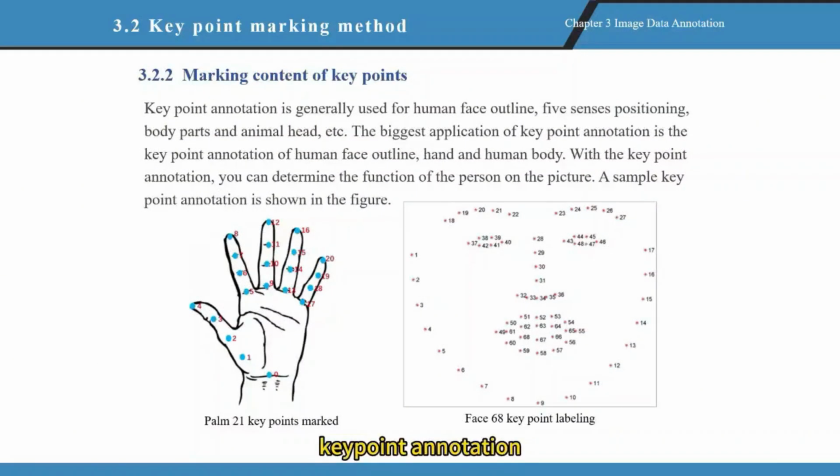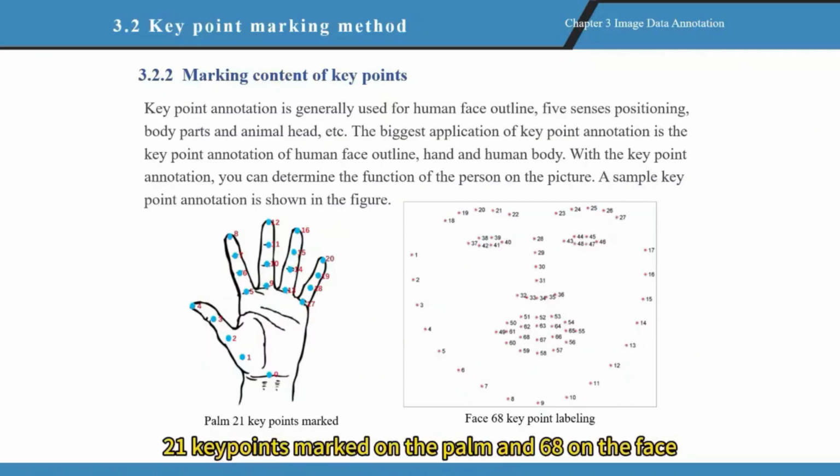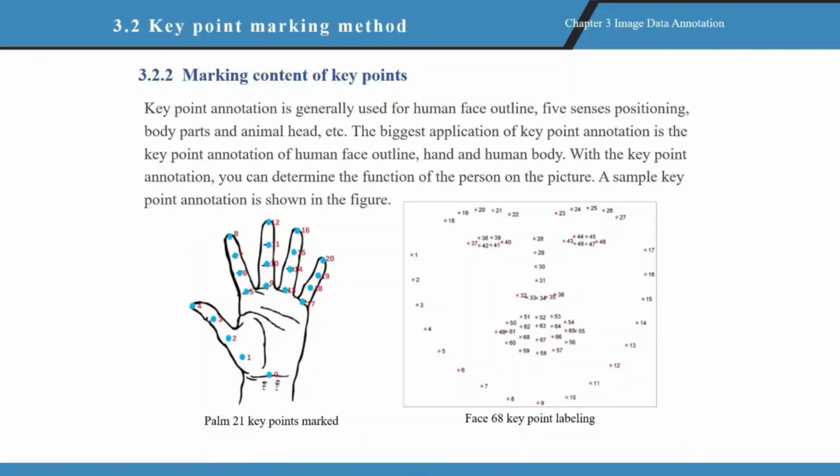Key point annotation is typically applied to human face outlines, 5 sense positioning, body parts, and animal heads. Its most significant application is in marking key points on human face outlines, hands, and human bodies. By using key point annotation, we can determine the function of the person in the picture. For example, there are 21 key points marked on the palm and 68 on the face.